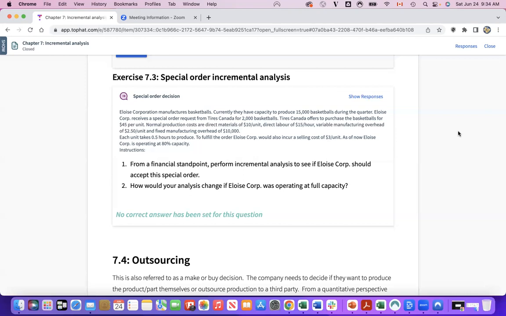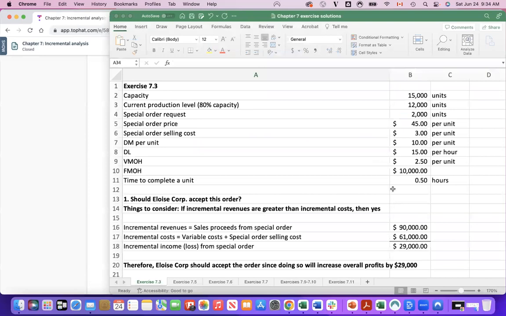So they're asking, one, from a financial standpoint, to perform incremental analysis to see if Eloise Corp should accept a special order. And then two is a scenario change where how would your calculations change if Eloise Corp was operating at full capacity, so 100% capacity. So let's take a look at here.